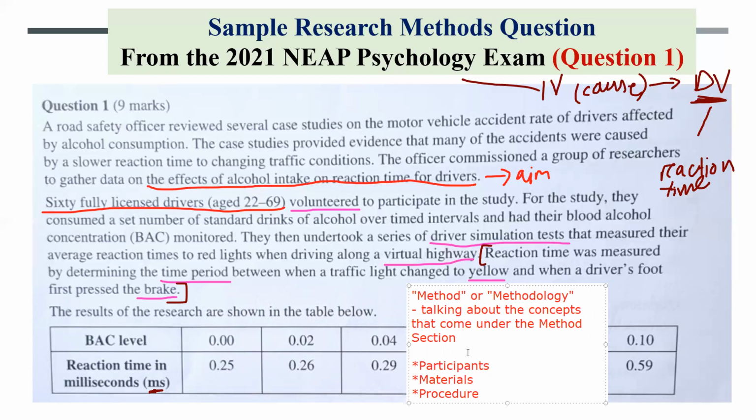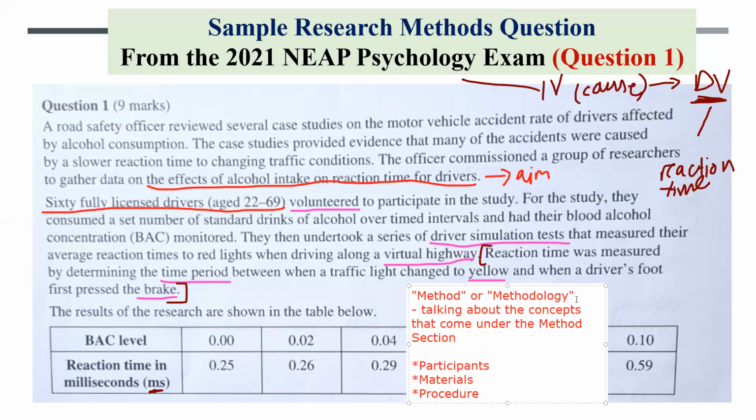We need a virtual driving kind of highway or a virtual driving environment on which we can allow these people to drive, because we sure as hell can't make them drive on the road. That's going to be dangerous to everyone around them, okay, in case they are to crash, particularly because they are under the influence of alcohol in this study. Procedure, you're just talking about what they did. They drank a set number of drinks, then they had their blood alcohol concentration monitored. They then undertook a series of driver simulation tests.